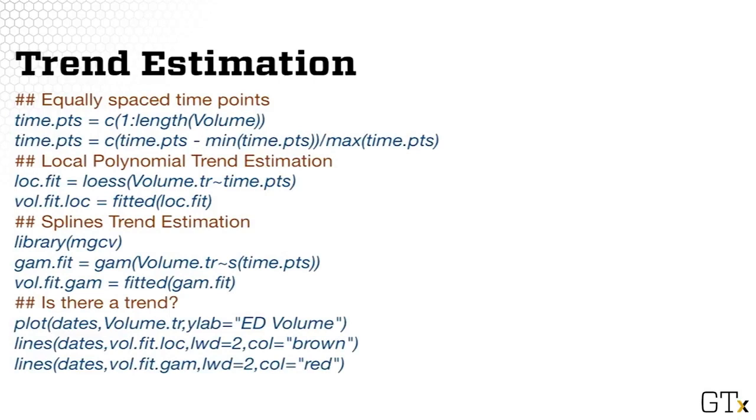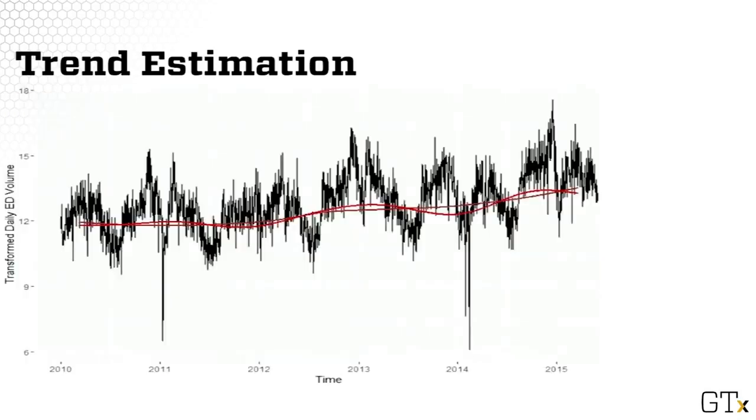I am overlaying here the estimated trend from the two models for the transformed ED volume data. In brown is the local polynomial trend, and in red is the splines regression trend. The plot is here. The trends are similar. They both show an increasing pattern over time with some smooth variations over time. The splines regression trend shows more variation, capturing some of the cyclical pattern.